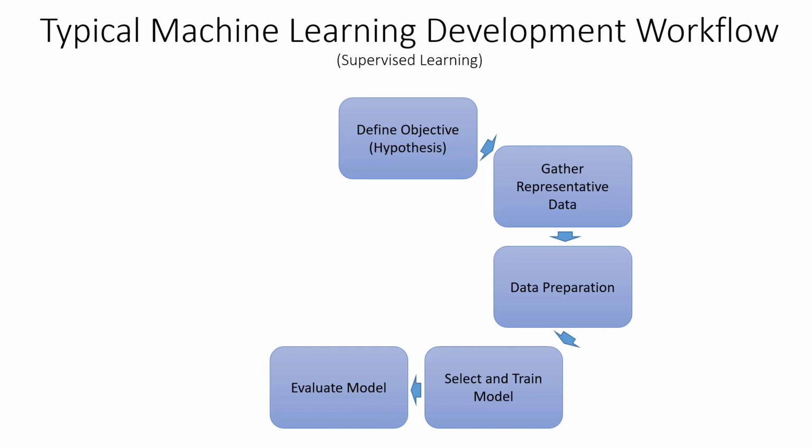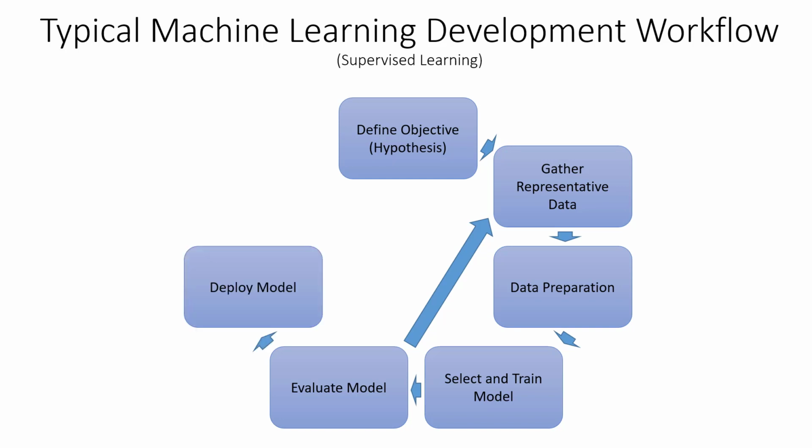And at that point, we may go back and gather more data if the model performance isn't as good as we want it to be. And when I say model performance, what I'm talking about is, does it look like it's solving the problem? Does it look like it will solve the problem? And sometimes you have to go all the way back and start over again with a new hypothesis.